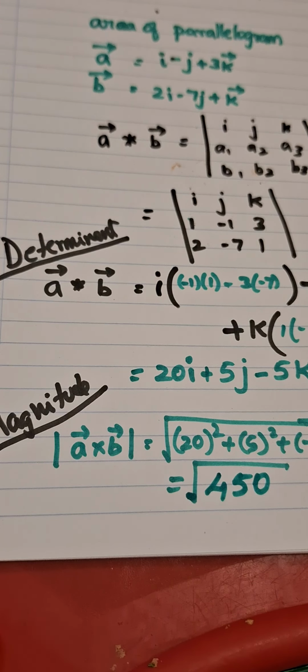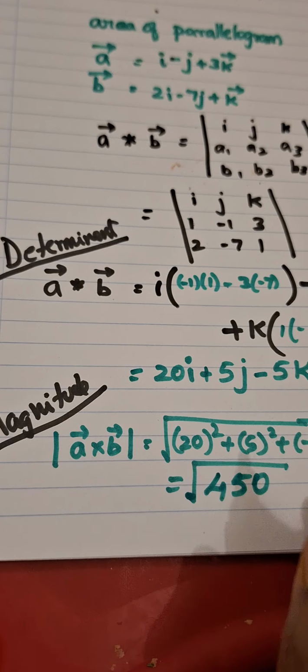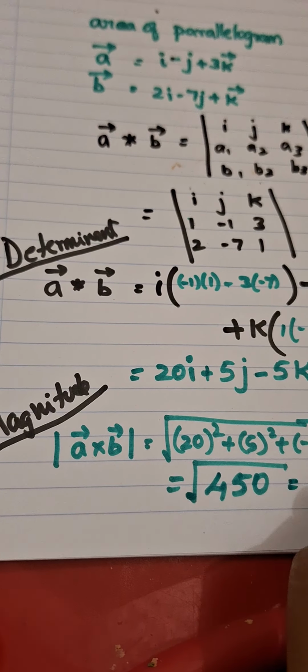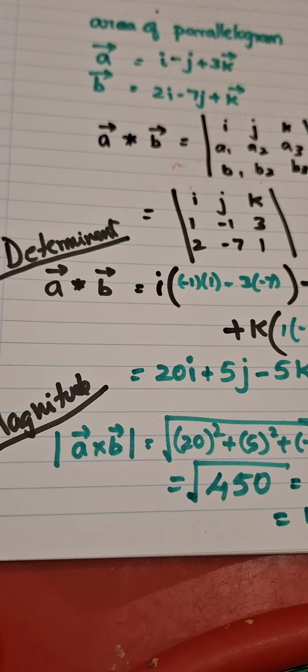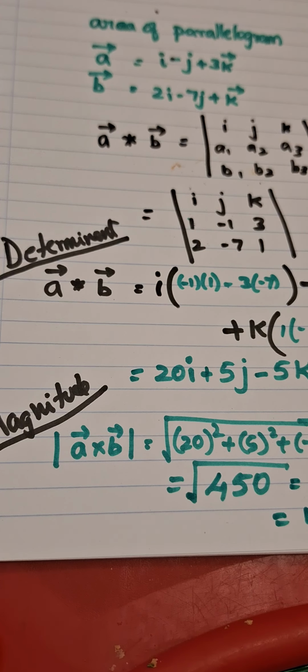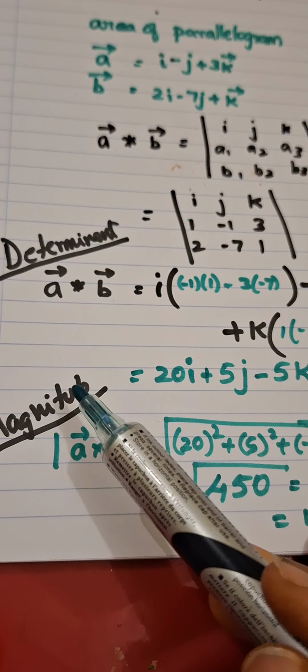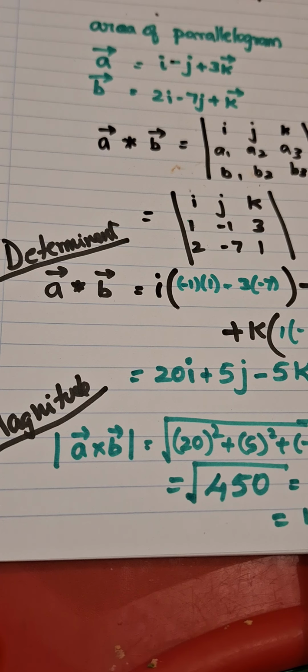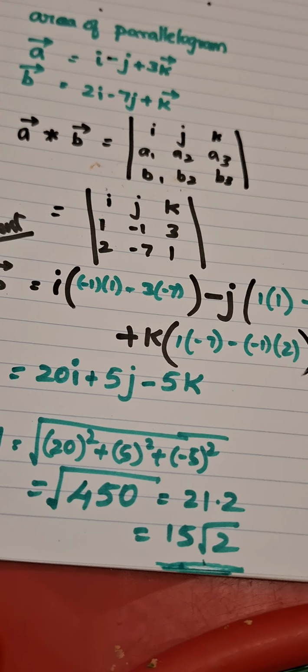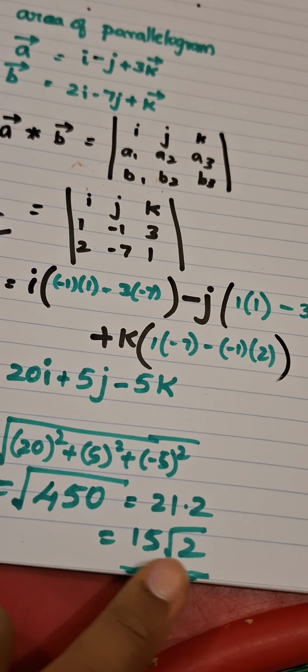Okay, so the square root of 450 is 21.2, or sometimes you can even write 15 into root 2, anything is fine. So therefore the area of the parallelogram is this. You found the determinant first, then you found the magnitude. The magnitude value is this. So the area is this. So the area of parallelogram is 15 root 2.